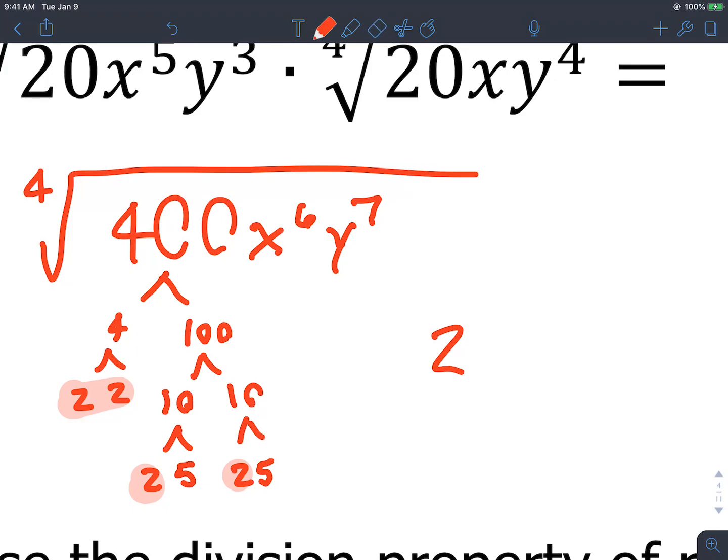And then I guess you're going to have the two 5s left over inside. So we'll put the 5 times 5 on the inside right there. That'll be 25. Okay, x to the 6.